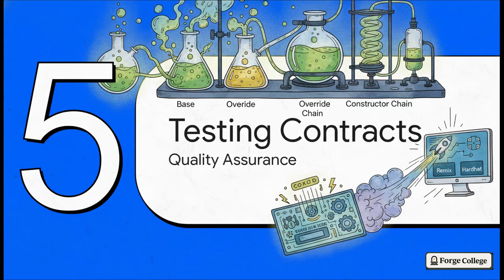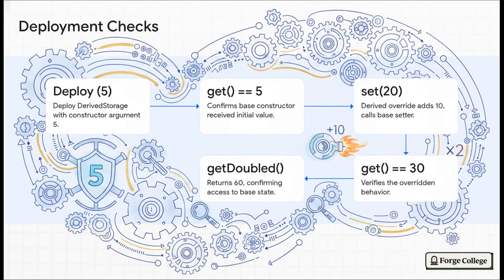Section 5. Testing your smart contracts. Quality assurance. Okay, every good mad scientist needs to test their invention in the lab. Let's run the numbers. We've got our BaseStorage, we've got our override, we've got our constructor chain. Let's look at the step-by-step schematic to prove this family heirloom actually works.